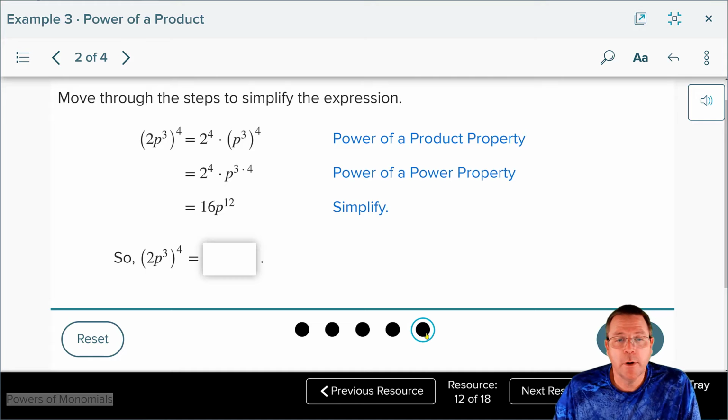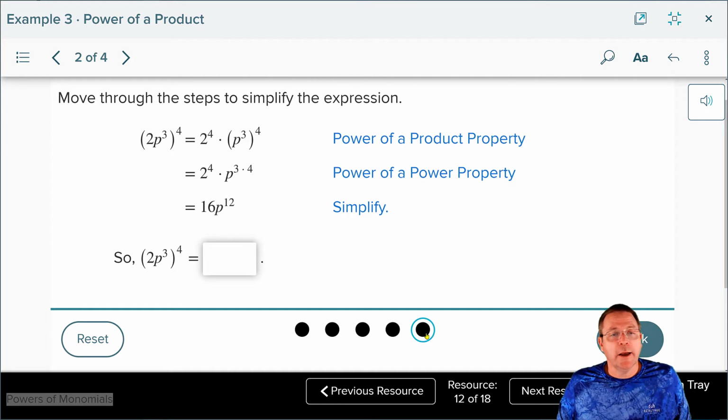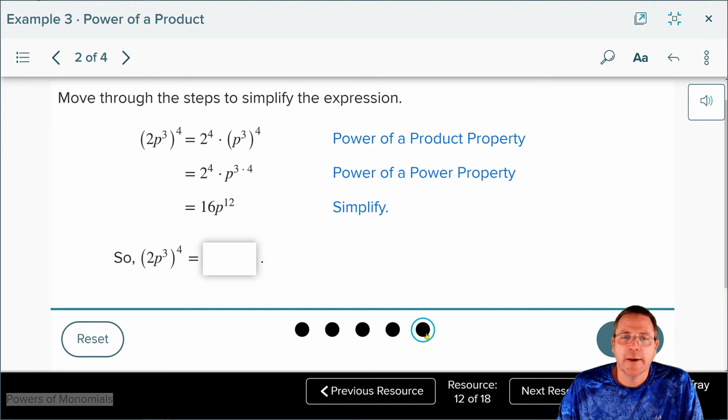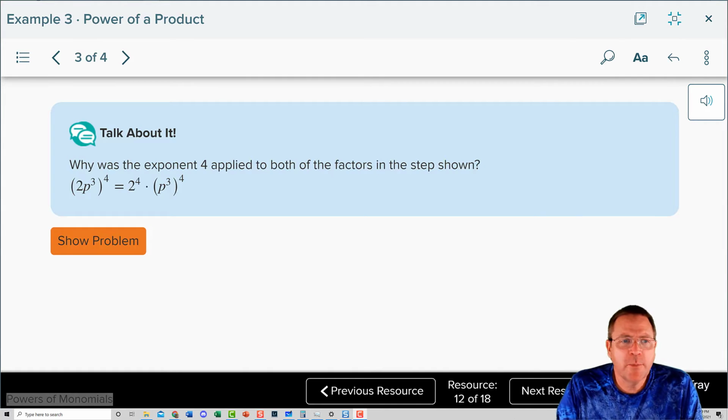And if you want to get a warm fuzzy feeling, go ahead and type in that answer that they just showed us, and it'll give you that happy dinging sound. Now our textbook asks a good question. It says, why was the exponent 4 applied to both of the factors in the step down? Well, the 4 is outside the parentheses. That means we have to apply that 4 to everything inside the parentheses.